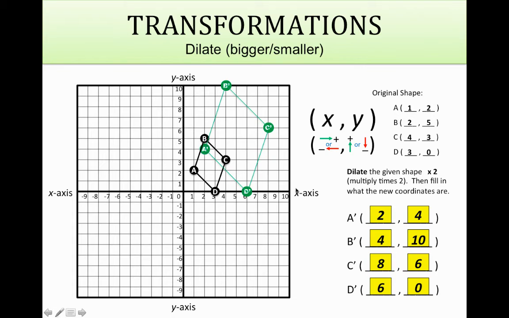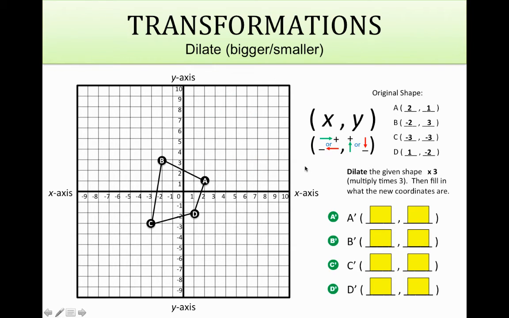All right, so let's take a look at another bigger example. All right, this guy right here. Now, if you notice, this is the first time we've had a shape with all 4 points in different quadrants, but it's all right, we're still doing the same exact thing here. This time we're going to dilate the given shape by 3. So we're going to multiply all of these numbers right here by 3.